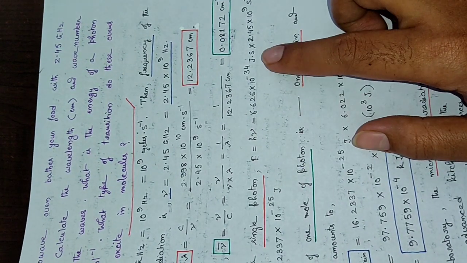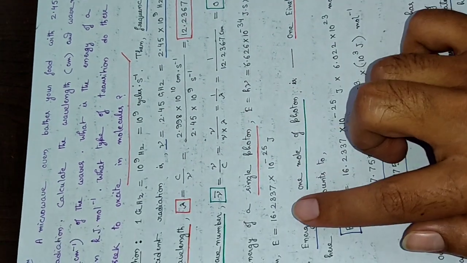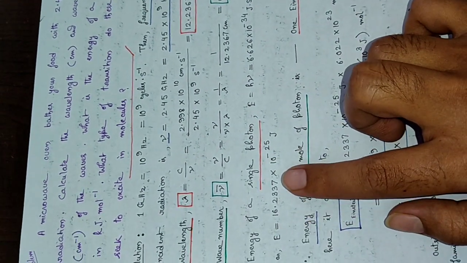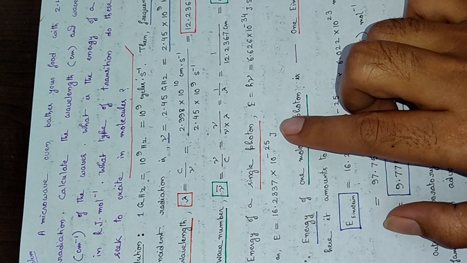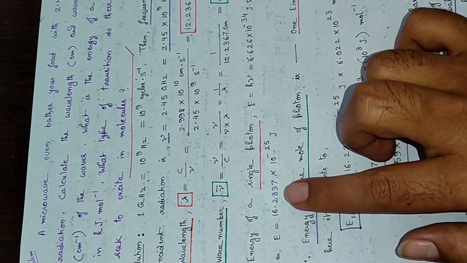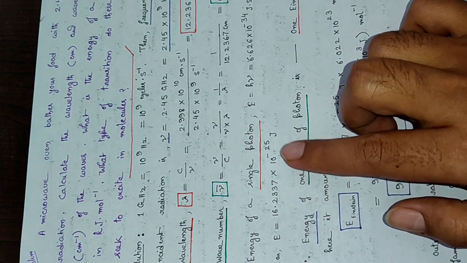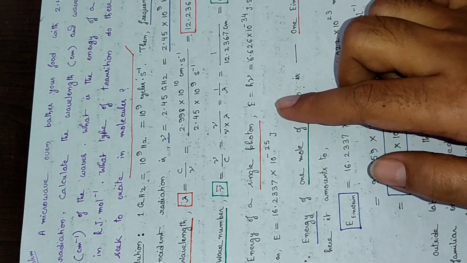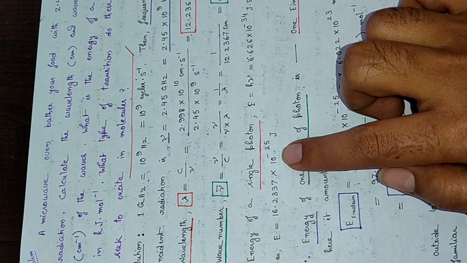So multiplying, we will get 16.2337 into 10 to the power minus 25 joule. Express it like 1.62337 into 10 to the power minus 24 joule. So this is the energy of a single photon.